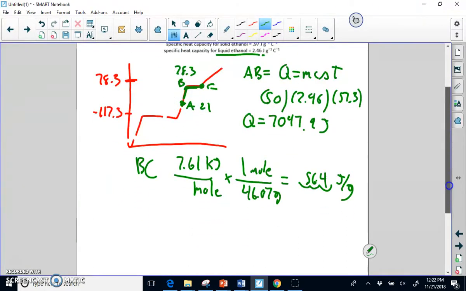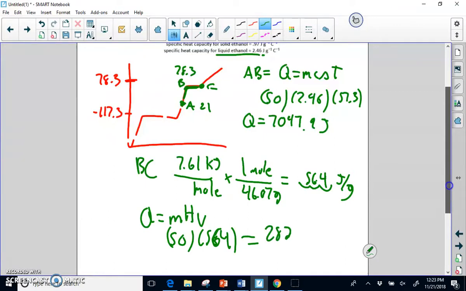Now we're turning this into a gas, so we use Q equals m times H_v, the heat of vaporization. Our mass, I believe, was 50, and we just got our heat of vaporization, 564. Then we multiply those together and we get 28,200.